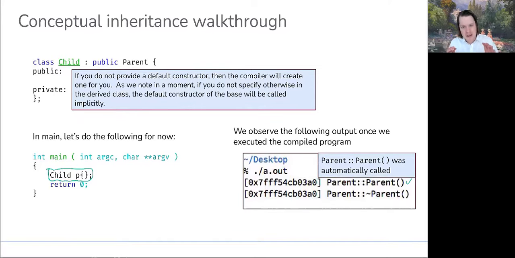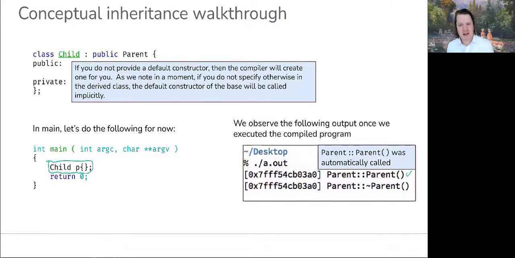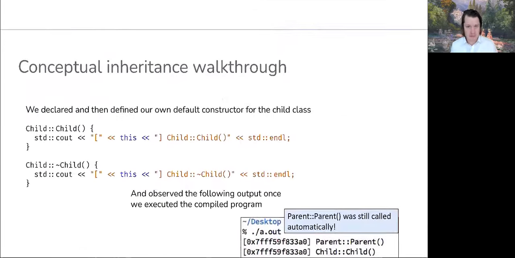So understand that if we haven't defined this, and we haven't specified otherwise, the base class's default constructor would be called implicitly. As is here, the derived class's constructor is also called implicitly. So we have two constructors firing off implicitly to create our child object P.